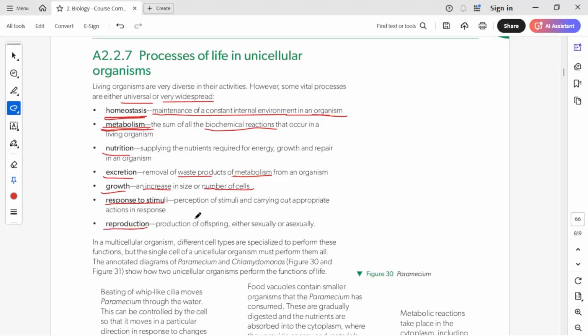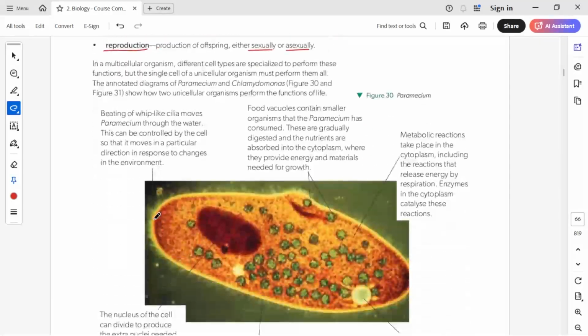Next is reproduction. Reproduction is the production of offspring, either through sexual processes or asexual processes. In multicellular organisms, different cell types are specialized to perform these functions, but the single cell of a unicellular organism must perform them all. The annotated diagrams of Paramecium and Chlamydomonas show how two unicellular organisms perform the functions of life.